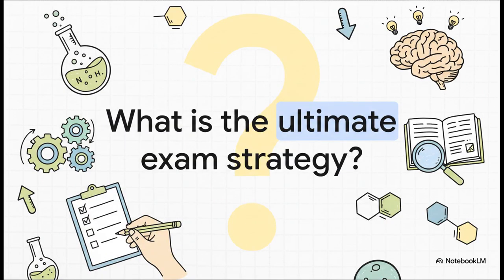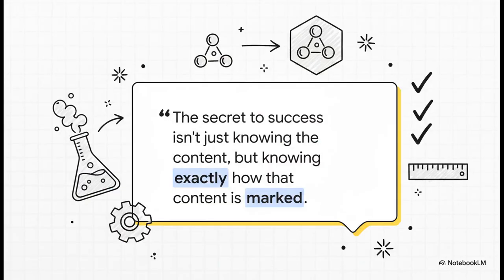So, after all that, what's the ultimate exam strategy we can pull from this deep dive? And it all comes down to this. The secret to success isn't just knowing your chemistry, but knowing exactly how that chemistry is marked. Understanding the mark scheme, just like we've done here, isn't something you do after an exam to see where you went wrong. It is one of the most powerful tools you can use to prepare before you even set foot in that exam hall.